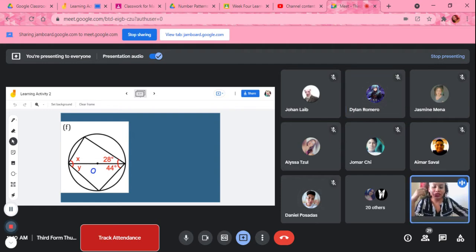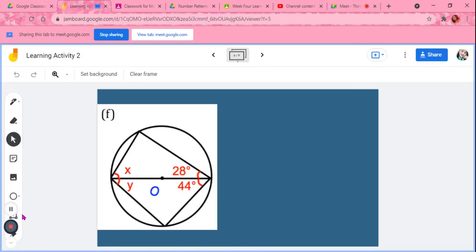So now what we want to do here is find the value of x and the value of y. We're going to work with x first. So I want to solve for the value of x. For that, I can just look at the top half of the circle where you have x, 28, and the angle at the top. So we're only going to be looking at that right now.